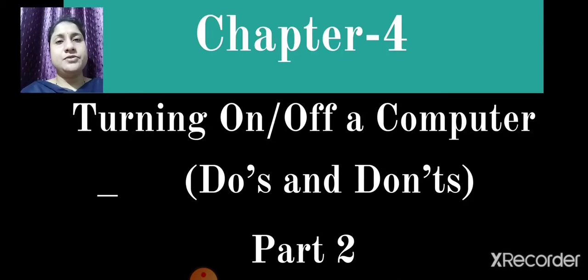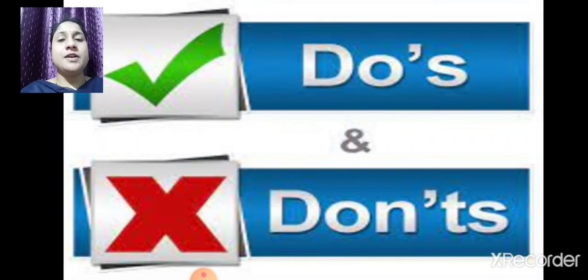Today we are going to see the remaining part of our chapter number 4, turning on or off a computer, do's and don'ts part 2. So we are going to see the remaining part of our chapter number 4. In that chapter, the first part, we have learned about do's and don'ts. We have learned in do's that we have to form the queue to enter the computer room.